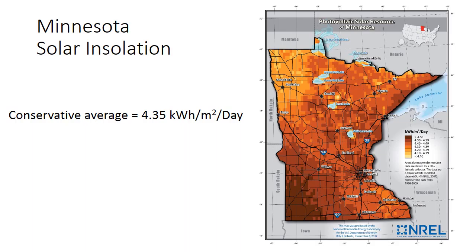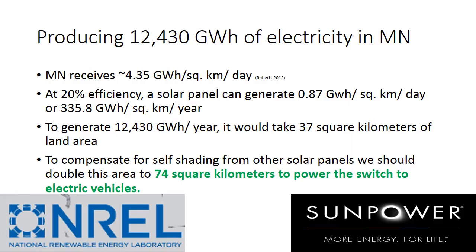This map shows the Minnesota solar installation and gives us a rough estimate of how much solar energy is hitting the state every day. I use the estimate of 4.35 kilowatt hours per meter square per day to give a conservative average in order to conduct this study. We can use this average estimate of solar installation to find out how much land area would be required to power our electric vehicles using solar panels.